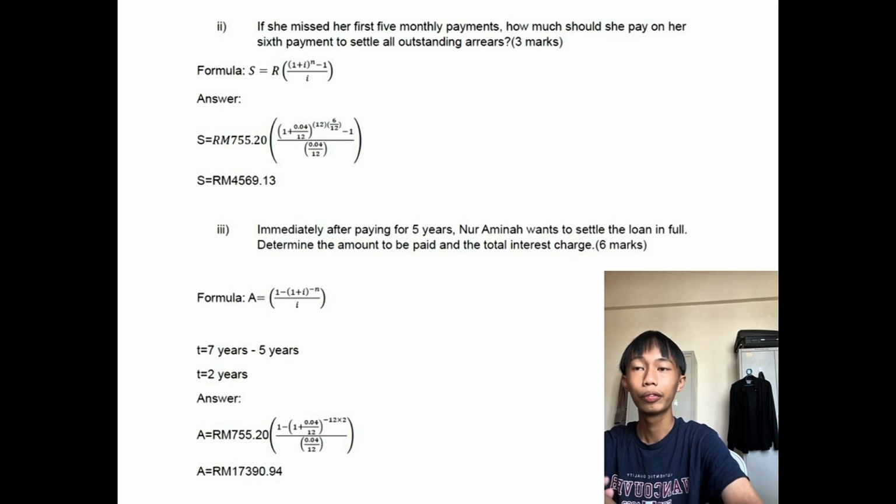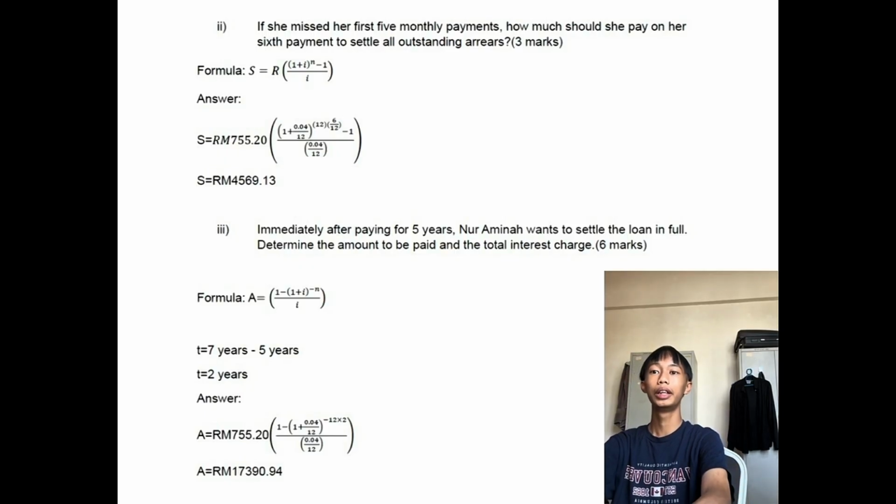For question 2, if she missed her first monthly payment, how much should she pay on her sixth payment to settle all outstanding arrears? So we are using formula S. So the answer will be S equals RM 4,569 ringgit and 30 cents.